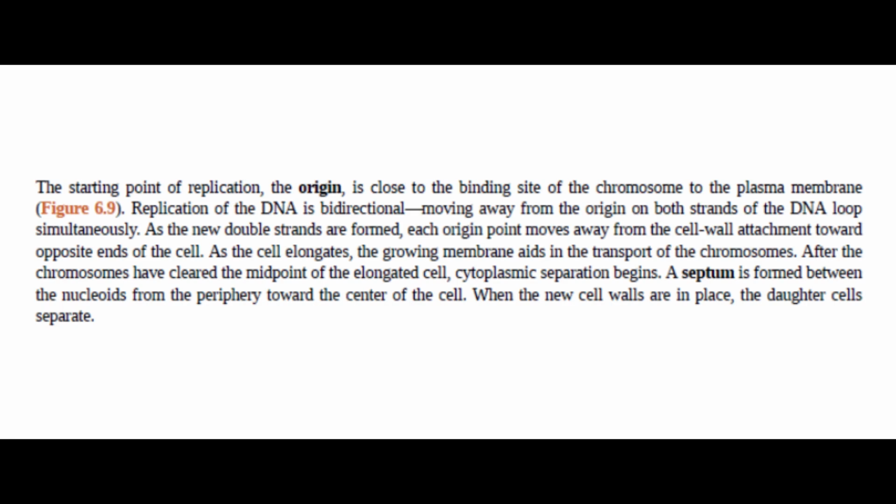The starting point of replication, the origin, is close to the binding site of the chromosome to the plasma membrane. Replication of the DNA is bidirectional, moving away from the origin on both strands of the DNA loop simultaneously. As the new DNA strands are formed, each origin point moves away from the cell wall attachment toward opposite ends of the cell. As the cell elongates, the growing membrane aids in the transport of the chromosomes. After the chromosomes have cleared the midpoint of the elongated cell, cytoplasmic separation begins. A septum is formed between the nucleoids from the periphery toward the center of the cell. When the new cell walls are in place, the daughter cells separate.